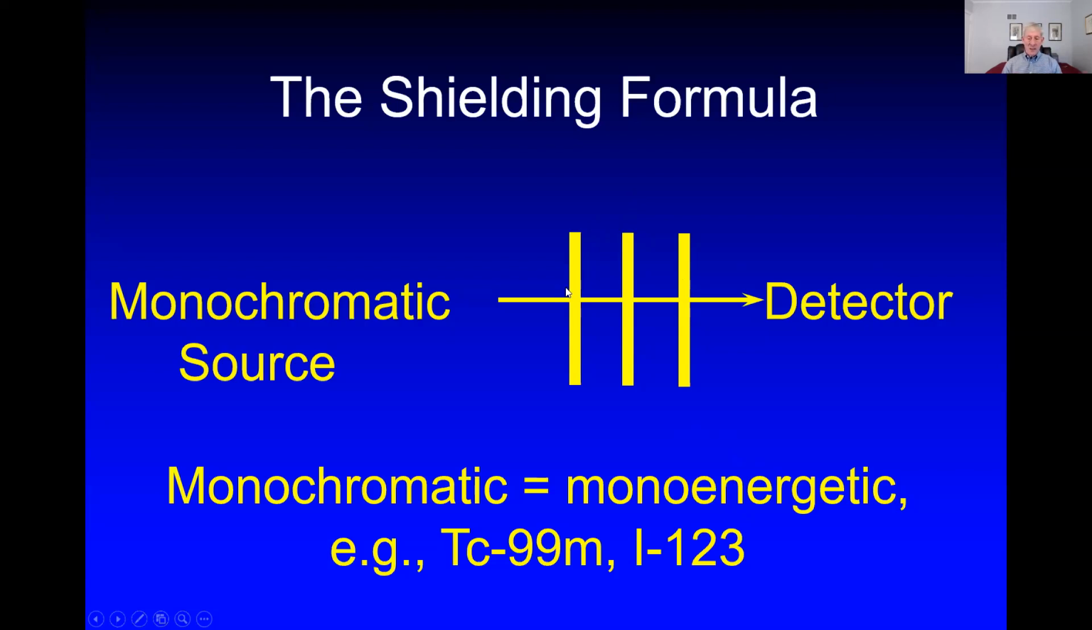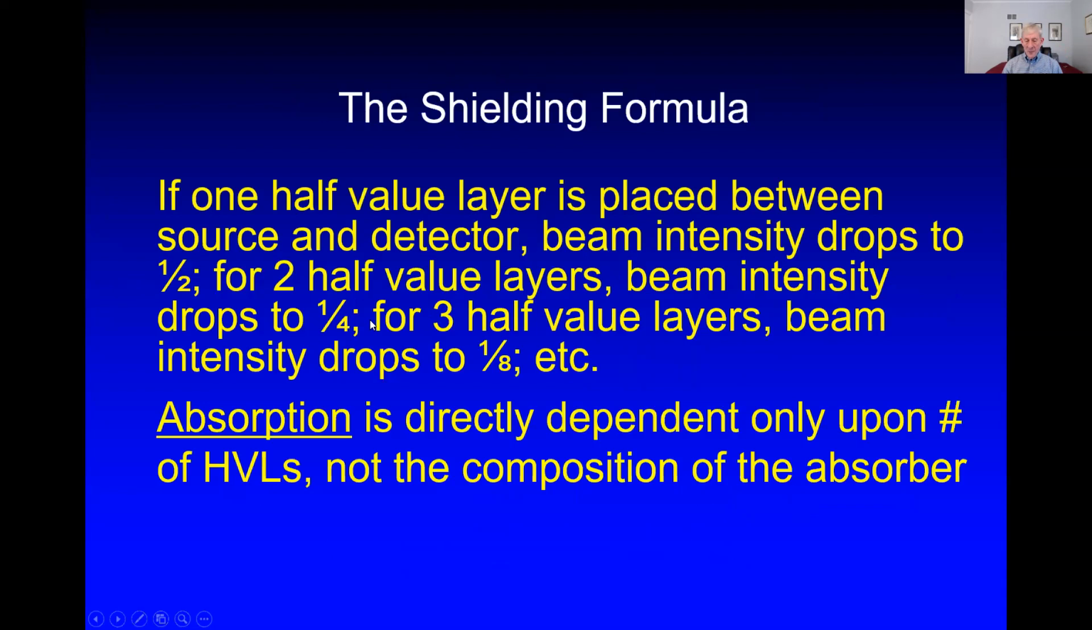Polychromatic beam, not true at all. We'll deal with that near the end of this. So here we have all these barriers, and here's our detector. And because there are barriers in place, the reading of the source will always be larger than the reading at the detector.